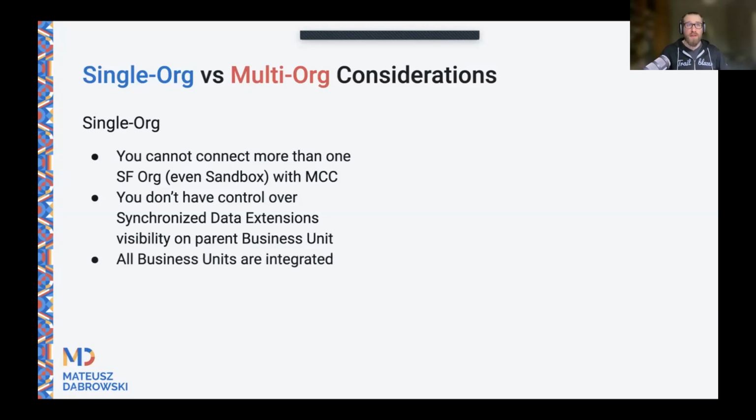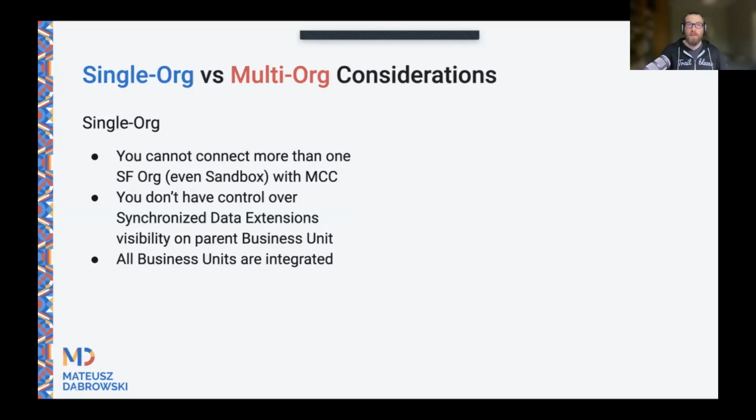Final consideration for the single org is that all business units are integrated. It means that even if you have a dev, test, or learning business unit, it will also be integrated with the same integration, for example, to the production CRM. So this is an important caveat. If you want to have a test environment, you will have to worry about people training and testing there, and whether they are not impacting your production CRM with their tests.